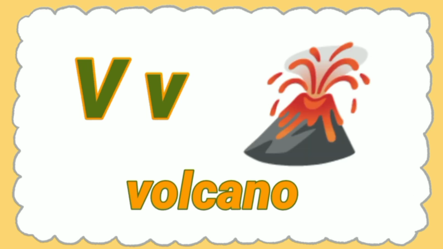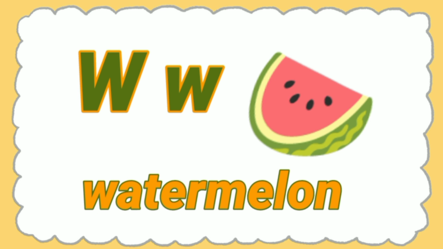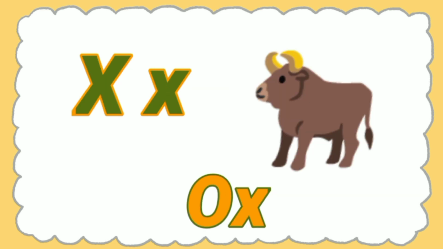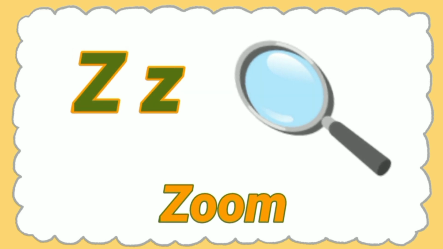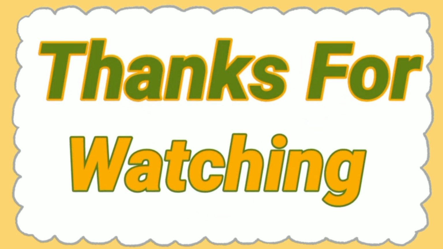V is for volcano. W is for watermelon. X is for ox. Y is for yellow. Z is for zoom.